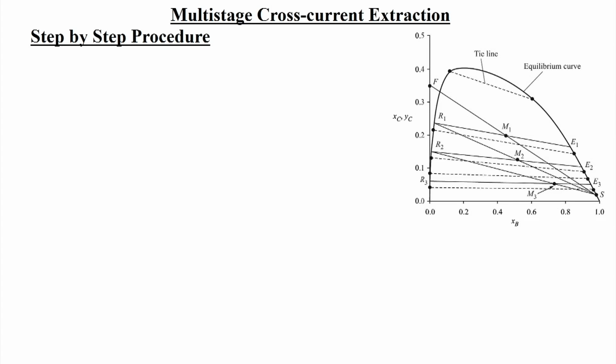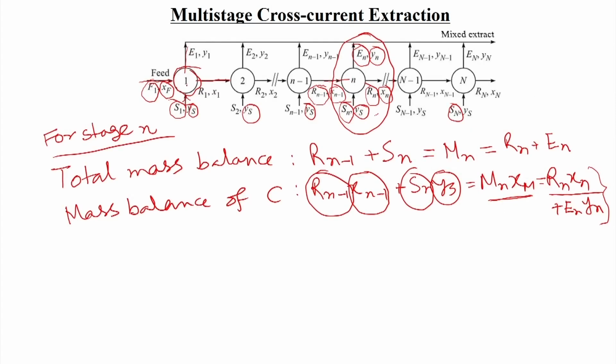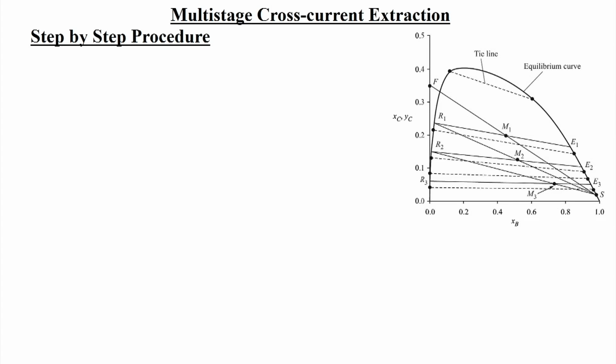Okay. So, now we will go through the step by step procedure for the extraction efficiency, or the separation efficiency, in the multi-stage cross current extraction process. This is very simple and easy to understand. So, the first step will be like this: stage 1 receives the fresh feed.